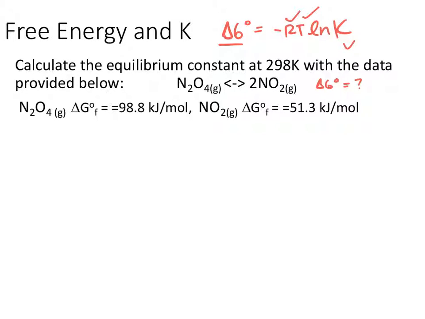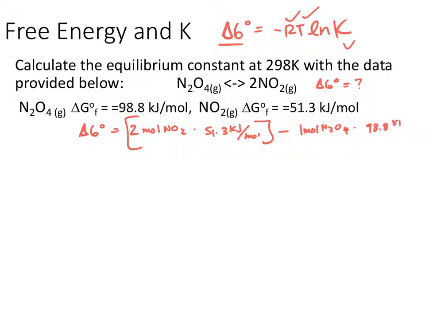Okay, so what we're going to use is the methodology where we take our products and reactants and subtract them. Our delta G naught for this process is going to equal our products, which is going to be 2 moles of NO2 times our delta G of formation value for NO2, which is going to be 51.3 kilojoules per mole. Then we are going to subtract our reactants. There's one equivalent of the N2O4, so we're going to do 1 mole N2O4 times our 98.8 kilojoules per mole.